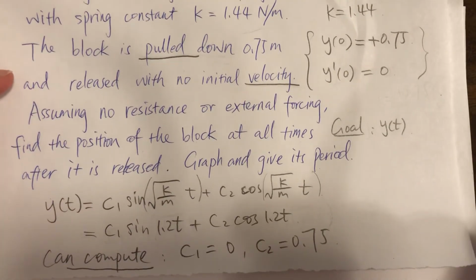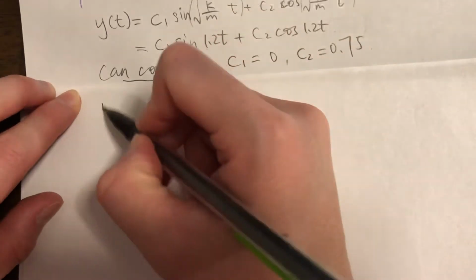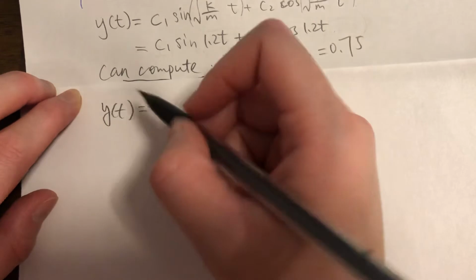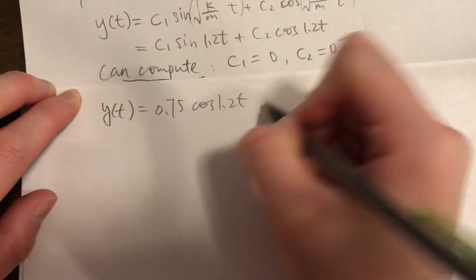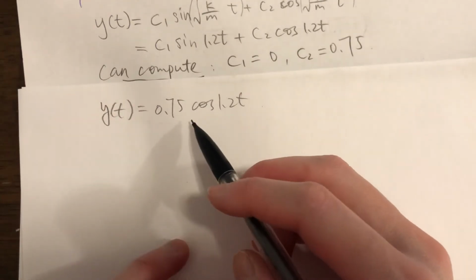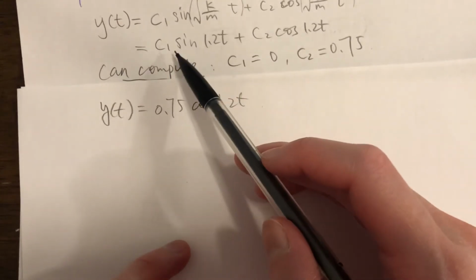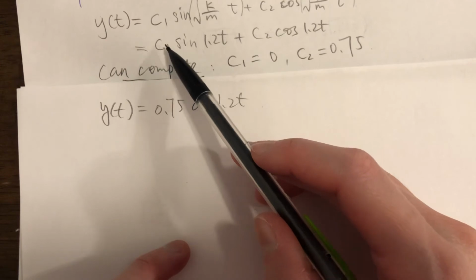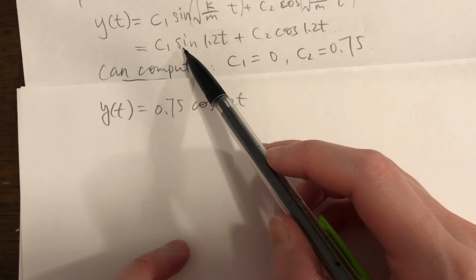So that's done. Maybe we want to write one more line to make a conclusion. So y(t) is just equal to C2, which is 0.75, cosine 1.2t, right? So as promised, it will be a sine cosine function. And even though it's maybe hard to believe at this point, even in the situation that both C1 and C2 are non-zero, it looks like a sine and a cosine.